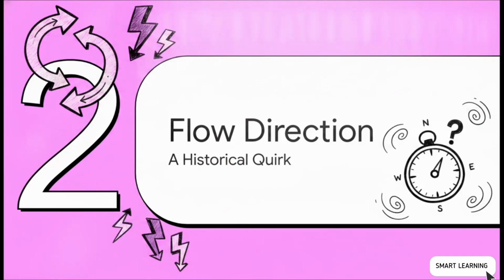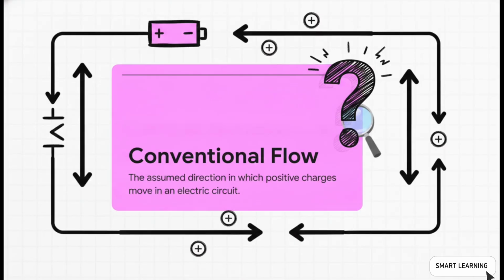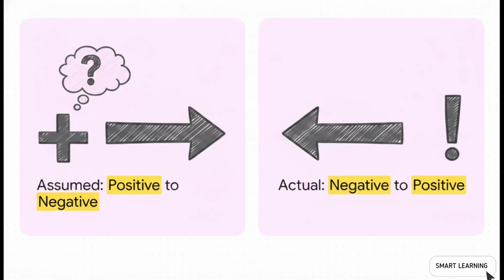Moving on to part 2, we have a bit of a historical quirk, flow direction. Okay, let's talk about conventional flow. This is defined as the assumed direction in which positive charges move in an electric circuit. According to this convention, electricity flows out of the positive terminal of a battery, runs through the external circuit, and goes right back into the negative terminal. But keep a close eye on that word assumed. Because here's the crazy part.